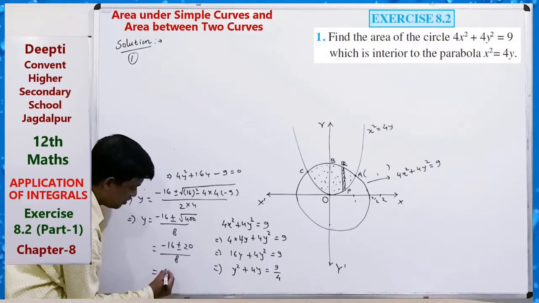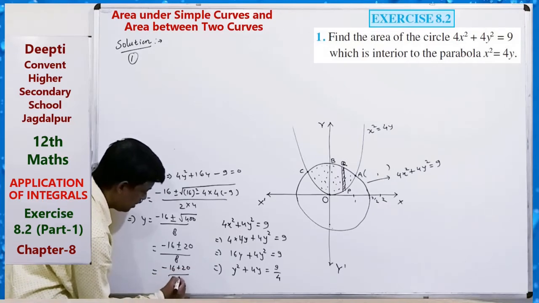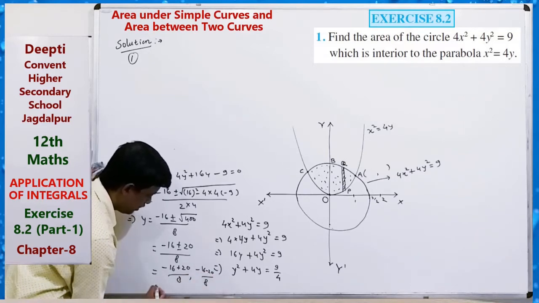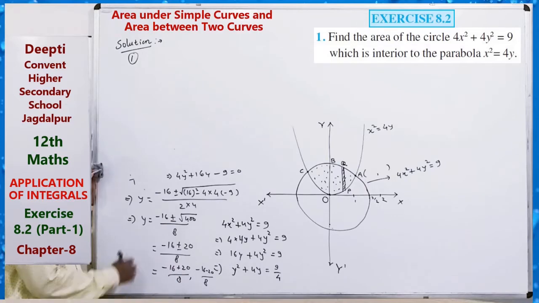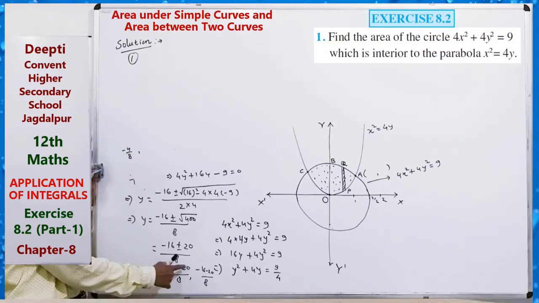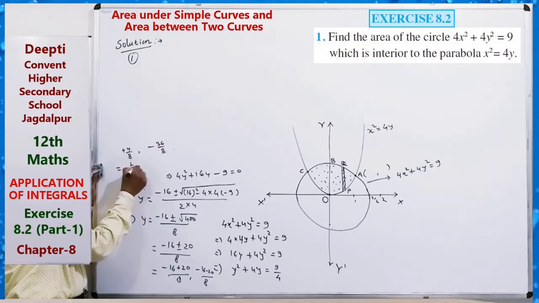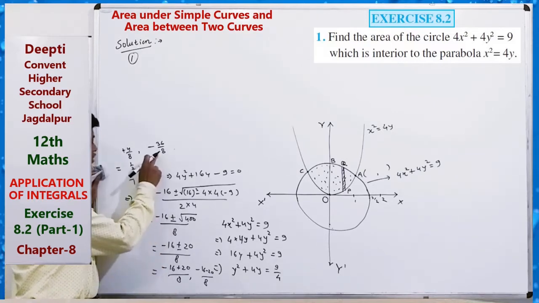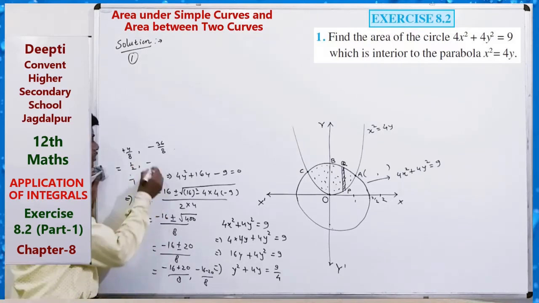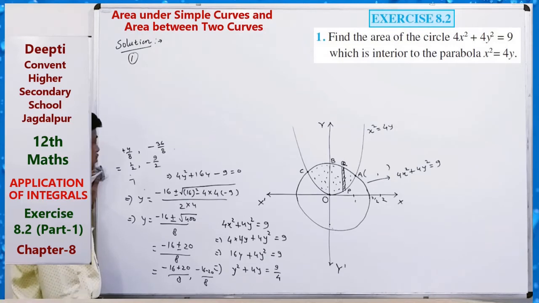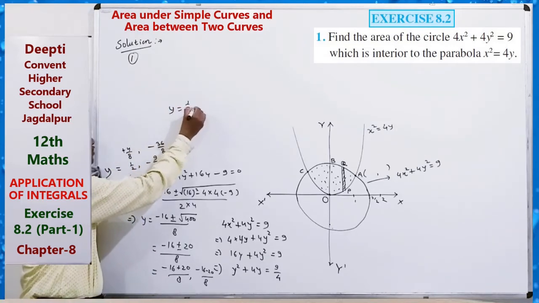Now we can divide it. Minus 16 plus 20 by 8 and minus 16 minus 20 by 8, that is what? 20 minus 16, 4 by 8, and here minus 36 by 8, that is what? 1 by 2, and here minus 9 by 2. So value of y is half, minus 9 by 2.